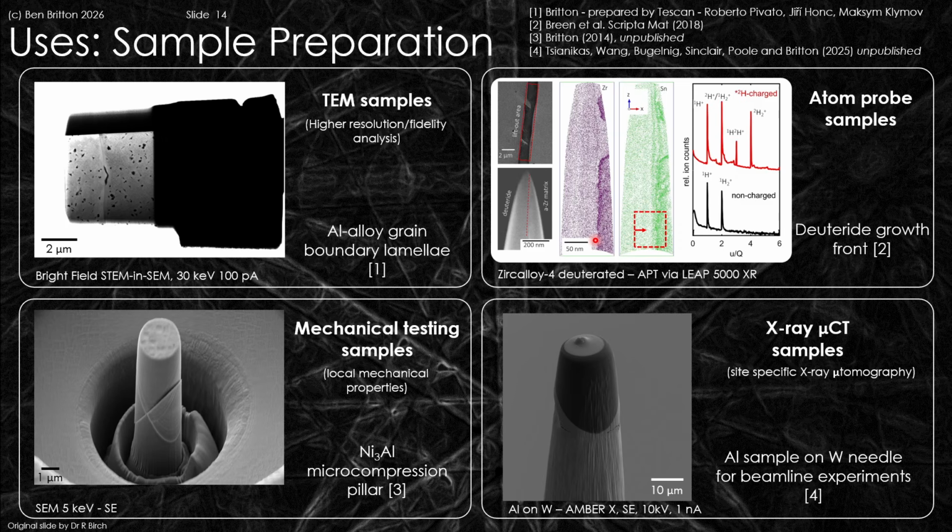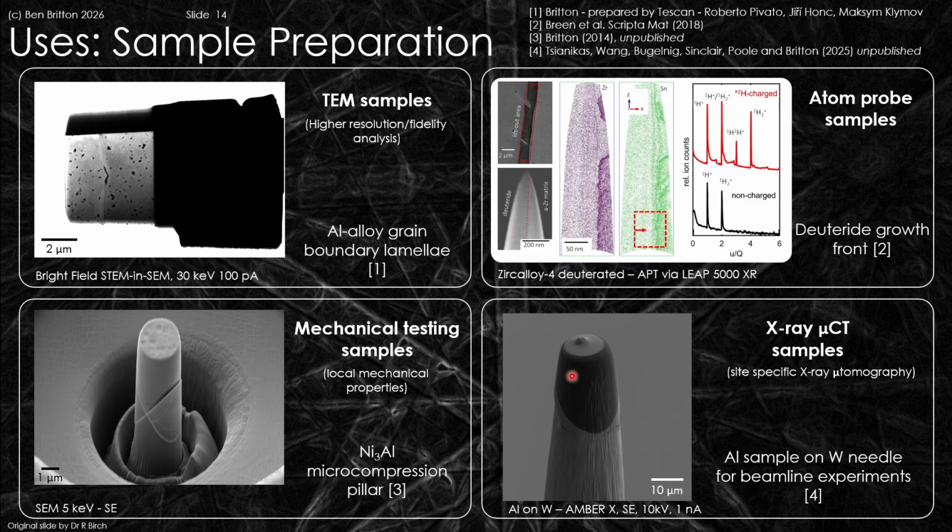And so in this work we were looking at the deuteride growth front, and we see this deuteride versus the alpha zirconium matrix, and we can look at the decoration of zirconium and tin in this mix, and we found some really neat bits and pieces in there.